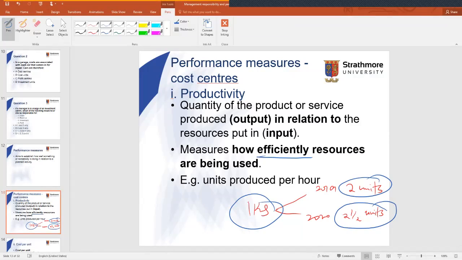So the same can be done when it comes to the cost center. We evaluate how much was the resource, what is the budget? So let's take, for example, the marketing department.